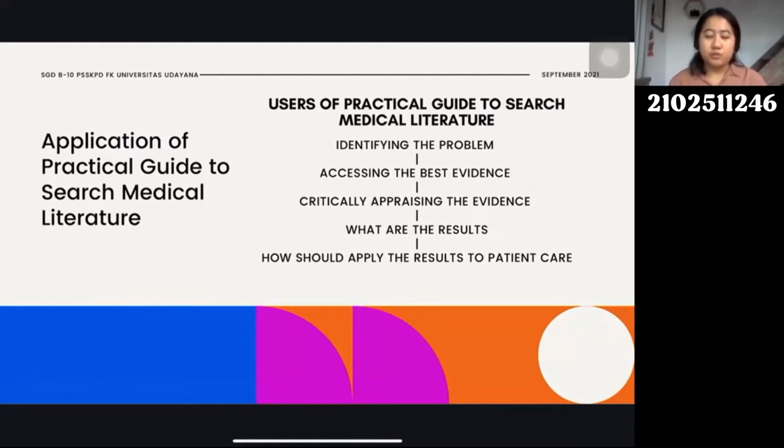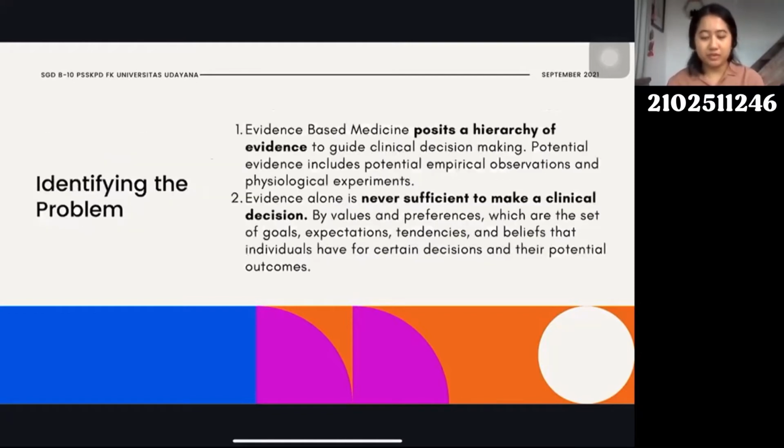used to provide optimal patient care approaches to addressing diagnosis, treatment, harm, and prognosis. And it begins when medical students and doctors face a clinical dilemma. And there are 5 steps of evidence-based practice, which start with identifying the problem, assessing the best evidence, and then critically appraising the evidence to finally find the results and how we should apply the results to patient care. Next slide, please. The first step, identifying the problem.